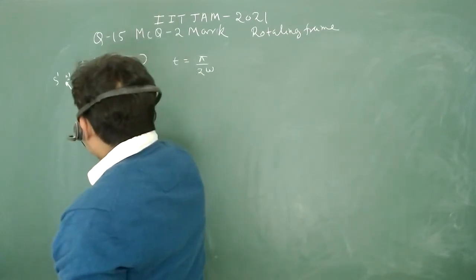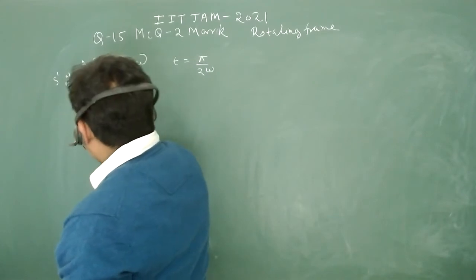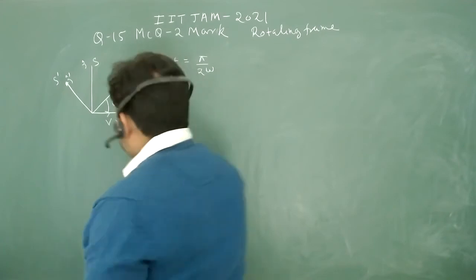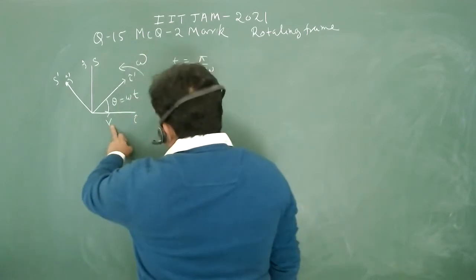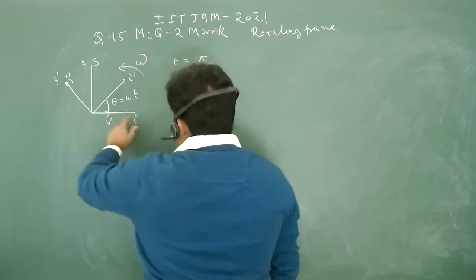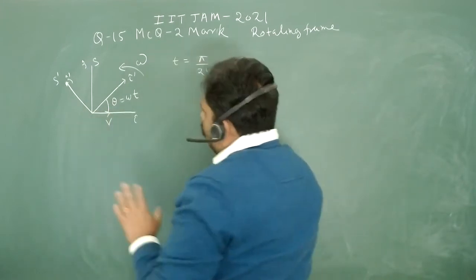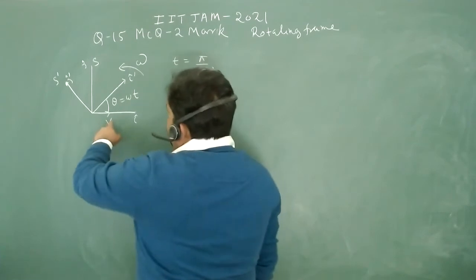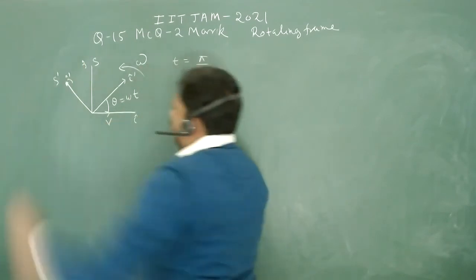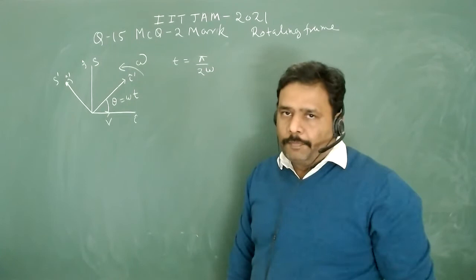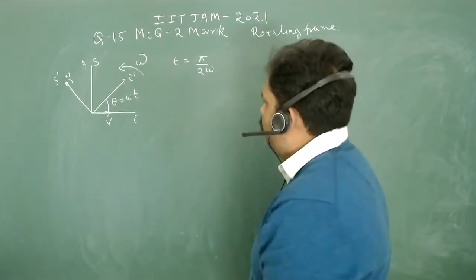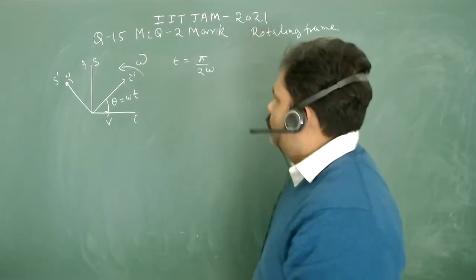A particle is moving along the x-axis with velocity v with respect to the S frame. So this velocity v is given with respect to the S frame along the i cap direction. What we have to do is calculate the components of this velocity with respect to S dash. So this is our problem, and it's 2 marks, a very nice problem. So how should we approach it?